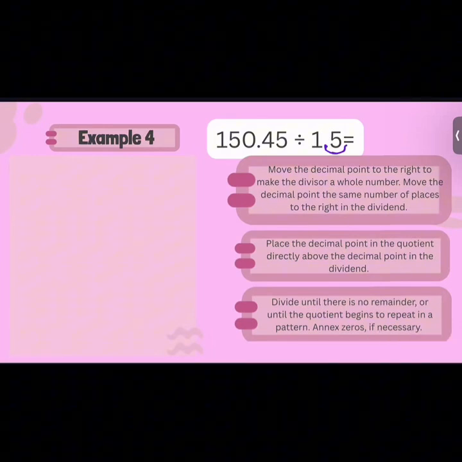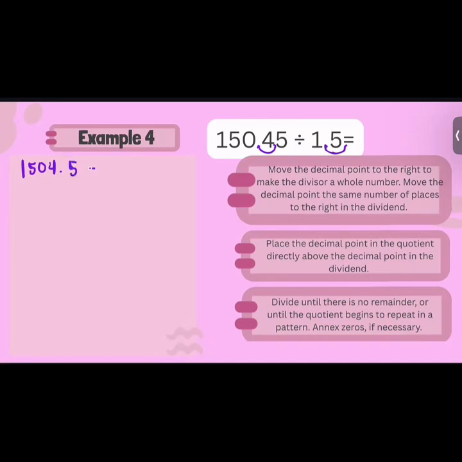So, kung ilang beses tayo nag-move kay divisor, ganun din po kay dividend. So, ibig sabihin, 1 time lang po tayo mag-move ng decimal places. Therefore, our new given is 1,504 and 5 tenths divided by 15. Now, let's rewrite it into a long division form. So, we have 1,504 and 5 tenths divided by 15.